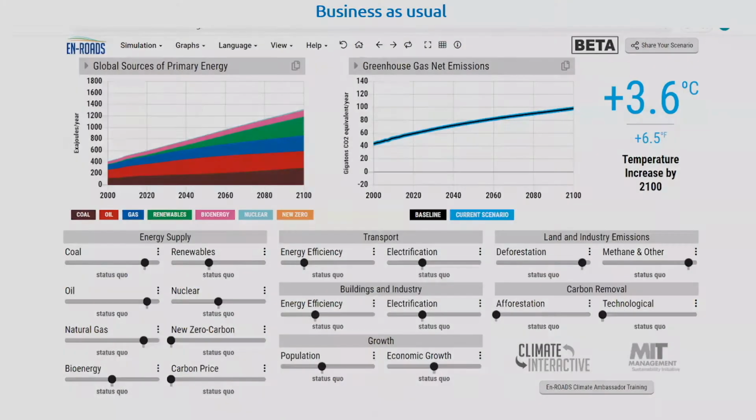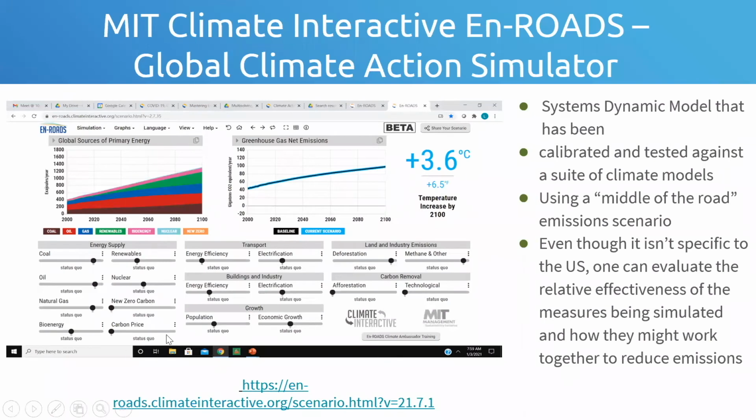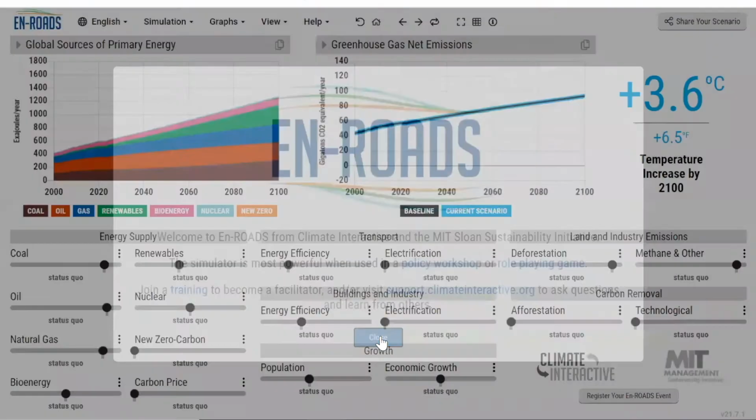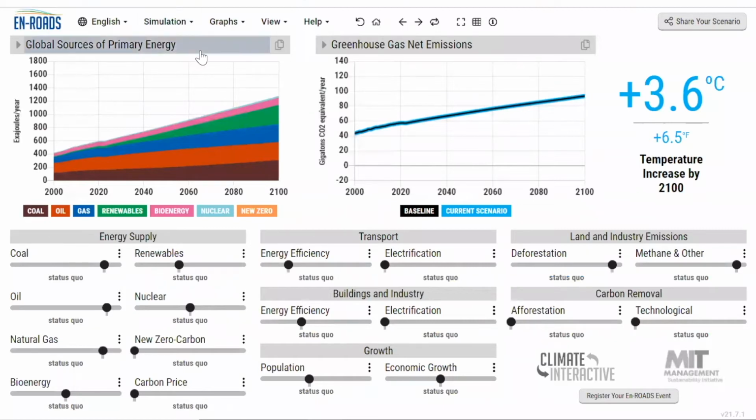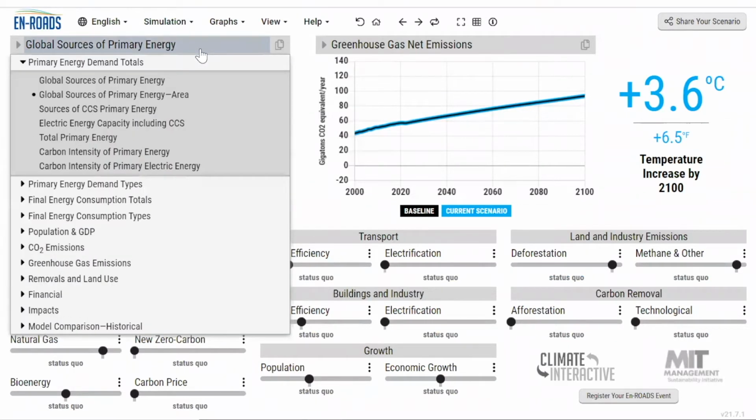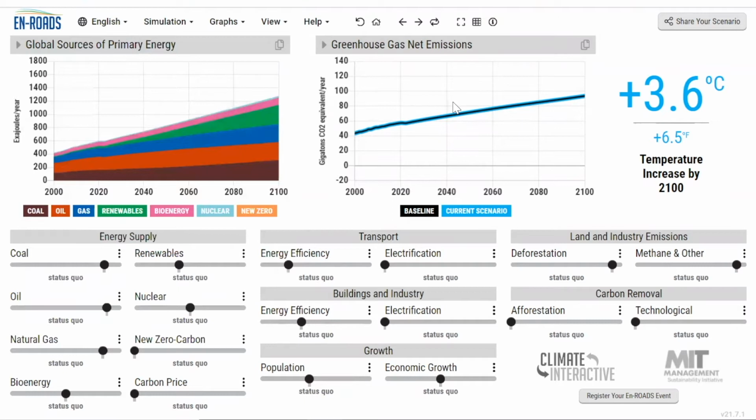So what I'd like to do actually is go to the actual website. I'm going to click right here, and we're going to take a look at it so you get a sense of how it works. Now, there are many, many charts that one can evaluate, but we're going to focus on these two right here. On the left-hand side is our energy mix from 2000 to 2100, and on the right side is our net greenhouse gas emissions over that same period of time.